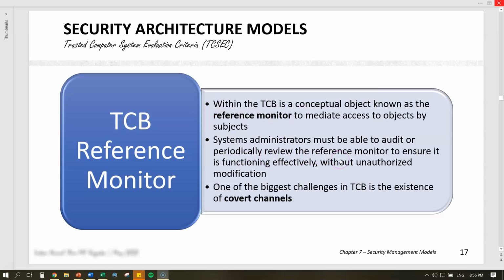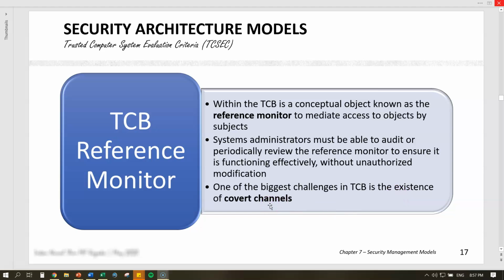System administrator must be able to audit or periodically review the reference monitor to ensure it is functioning effectively without unauthorized modification. That's why for the security architecture model, monitoring is very important. Dia kena monitor 24 hours, 7 days a week, because kita tak tahu kadang-kadang during the certain period tu ada hackers yang boleh access into the system. And one of the biggest challenges in TCB is the existence of covert channels.